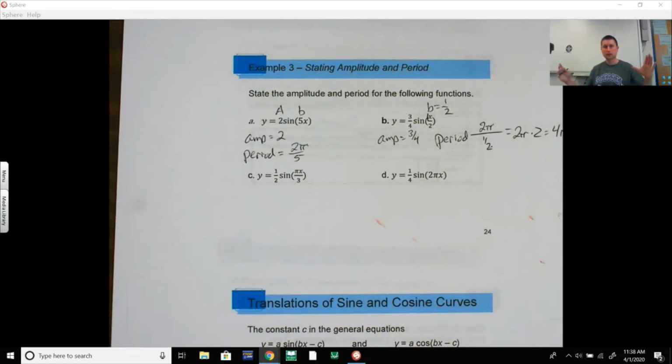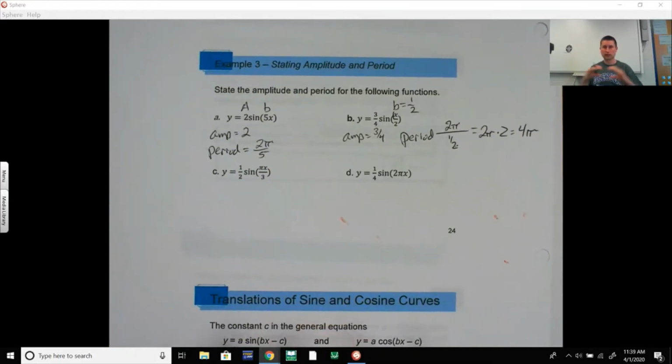So that B value is less than 1, between 0 and 1, so it stretches your period out. That's a longer one. Period is associated with frequency. The reciprocals, we'll cover that later. But that's where you get FM, frequency modulation, changing how many oscillations you have in a certain amount of time.